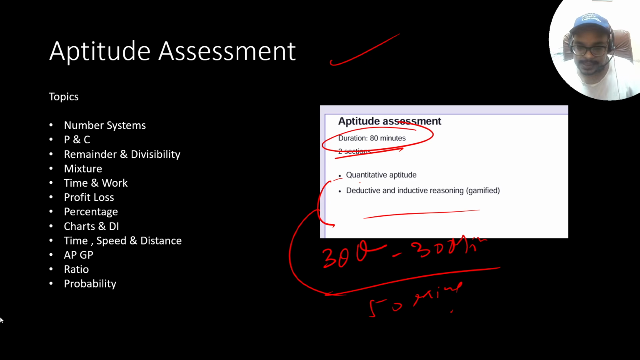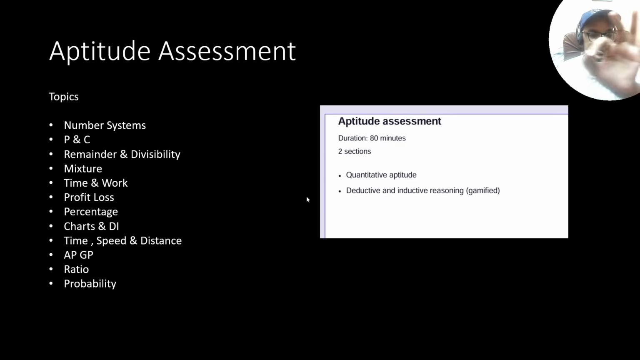Talking about the aptitude question syllabus, this is the exact syllabus which Cognizant asks. You only need to prepare these topics because they will be asking questions from these topics only. The topics from which they ask questions, one is number systems, very important.